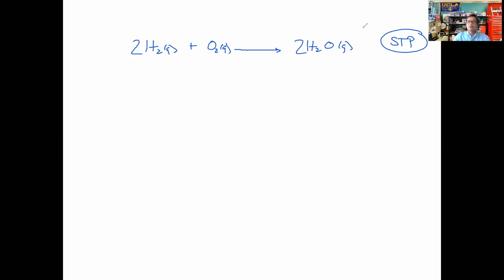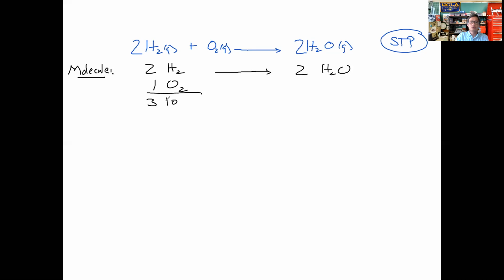Let's take this and go ahead and answer the questions about molecules first. So let's go ahead at the molecular level. Okay, molecules. Let's count molecules. We start out with 2 molecules of hydrogen and 1 molecule of oxygen. Remember, if there's no number here, that represents 1. And we end up with 2 molecules of water. So we have 3 total molecules.